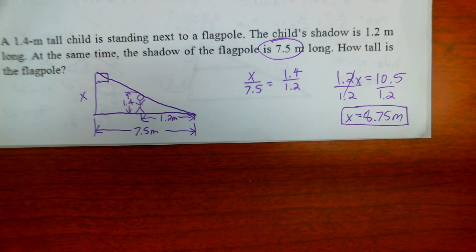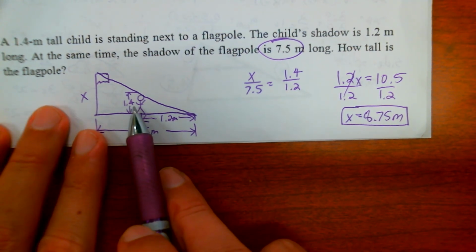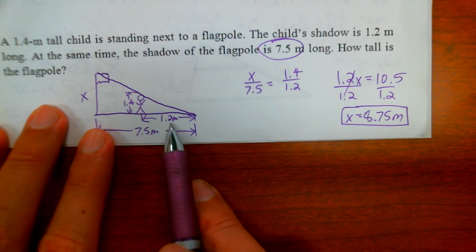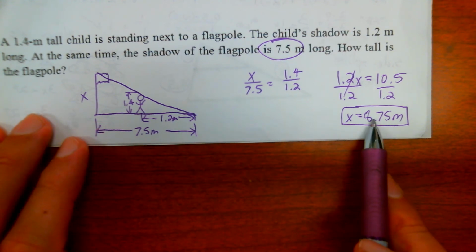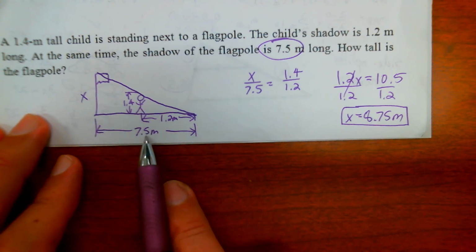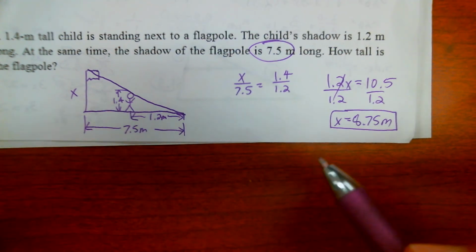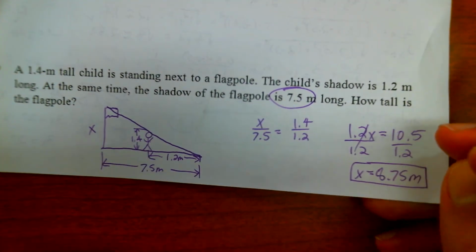Okay, does that make sense? Yeah, it makes sense. The child's height is a little bit more than the child's shadow, so the flagpole height should be a little bit more than the flagpole shadow. So yeah, that makes sense. I buy that. It sounds reasonable to me.